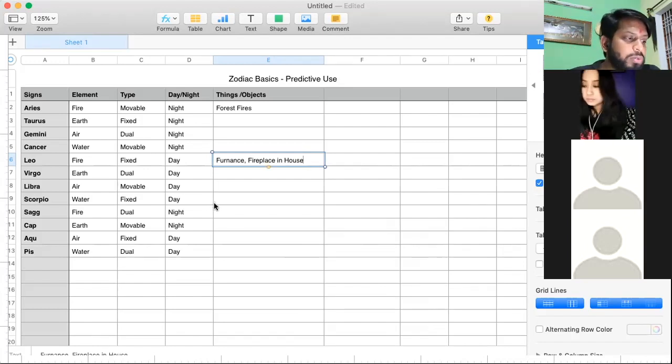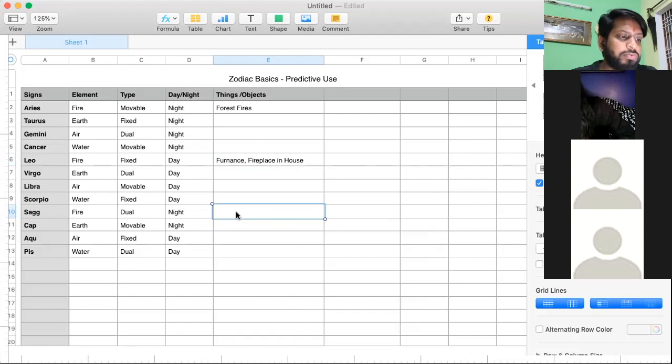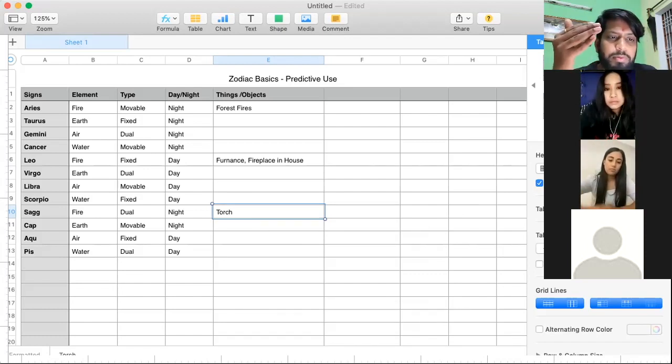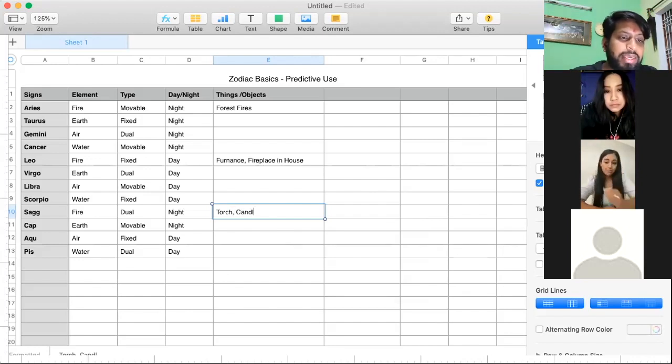Now we have another fire sign which is dual. So what can it be? It's movable also and fixed also. Torch. You know, the torch bearer in the Olympics, I don't know the correct word. They take it in their hand and run in front of the marathon. Torch, candles, which can be fixed and can also be moved according to your convenience.